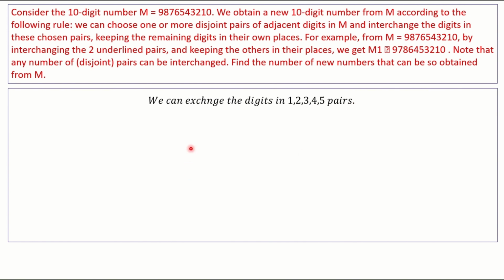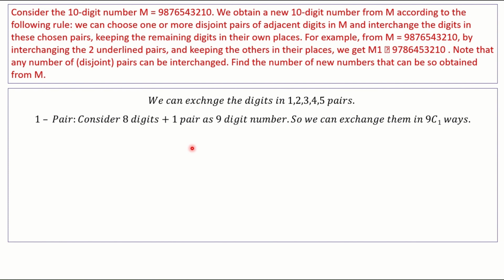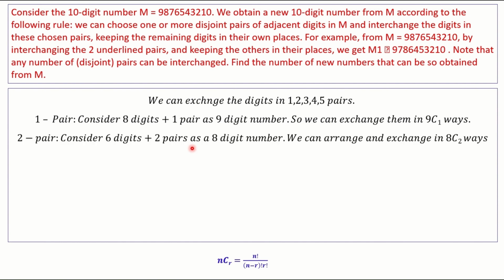So let's check for one pair. Okay. One pair, let us consider this 10-digit number as 8 digits plus one pair, which is 2 digits, so 8 plus 2, 10 digits. So the total is 9 objects. Okay. And you can exchange these in 9C1 ways. Combinations, 9C1 ways. nCr is nothing but n factorial divided by n minus r factorial times r factorial. So you apply this, you will get the 9C1 value.